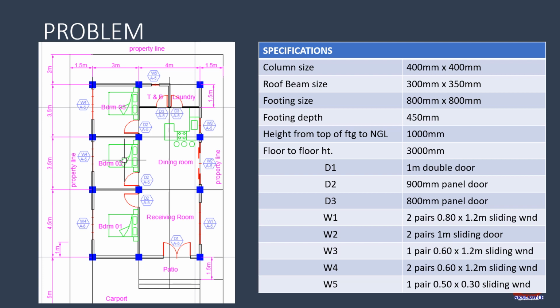For the openings, the entrance door is 1 meter with double door. Room doors are 0.9 meters with panels. The T&B and laundry doors are 800 mm width. The receiving room has 2 pairs of 0.8 width by 1.2 meter height of sliding windows, whereas the dining room has 2 pairs of 1 meter width sliding doors. The kitchen has 1 pair of 0.6 by 1.2 meters height sliding window, and the rooms have 2 pairs of 0.6 width by 1.2 meter height sliding windows.